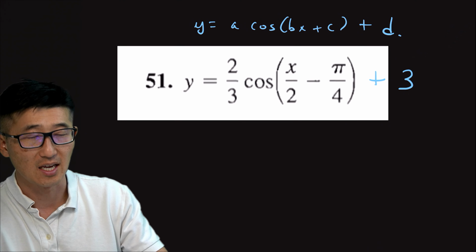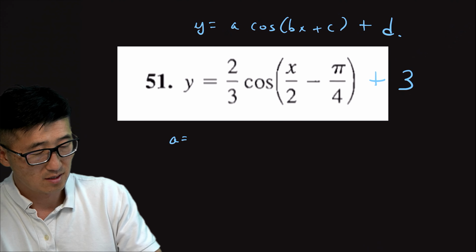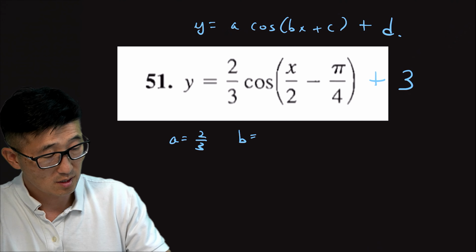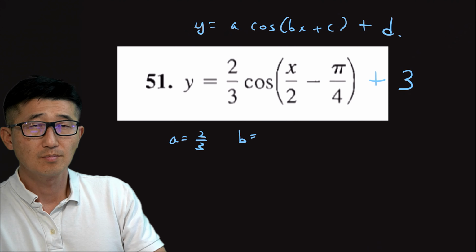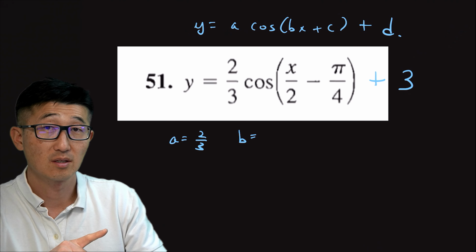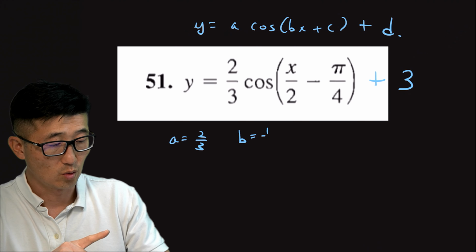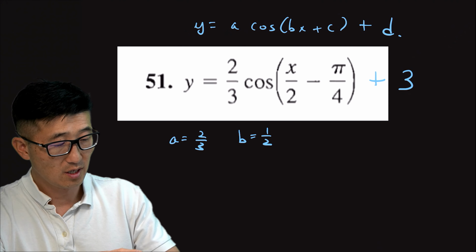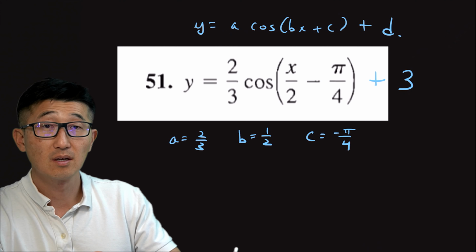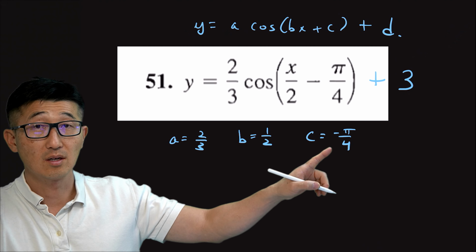So what's a? A would be the 2 over 3. Yeah. What's b? X over 2. Without the x. It's the number attached to x. Okay, so 1 over 2. 1 over 2. Yeah. Don't include the x there, okay? And what's c? Would it just be 1 over 4, or would the pi be included?